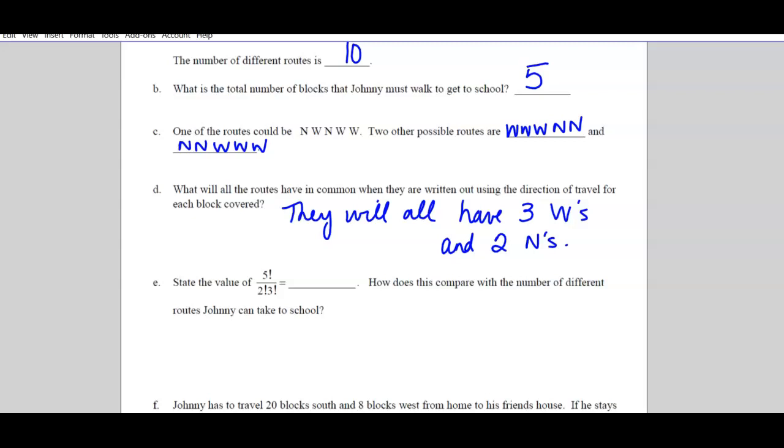Okay, so I want you to find the value of 5 factorial over 2 factorial times 3 factorial. Challenge yourself, because you don't have to really do it. Divide out some factorials.